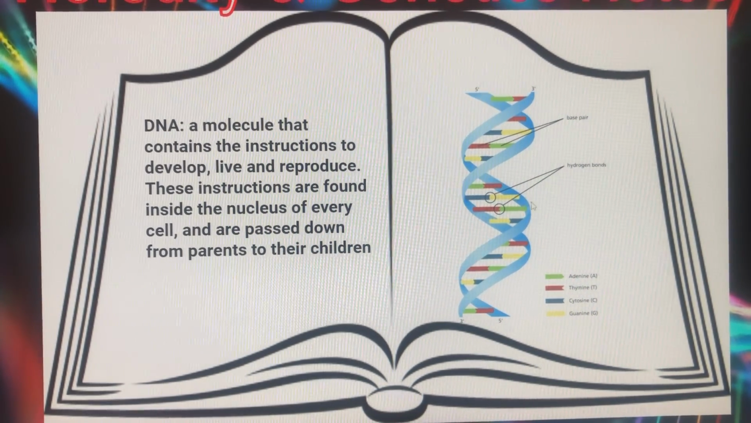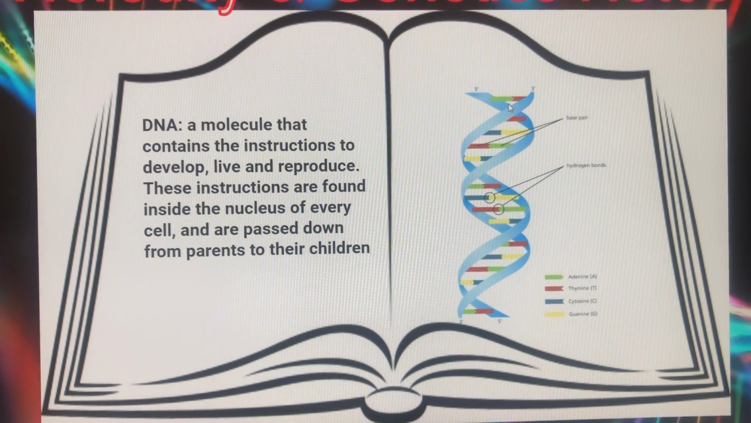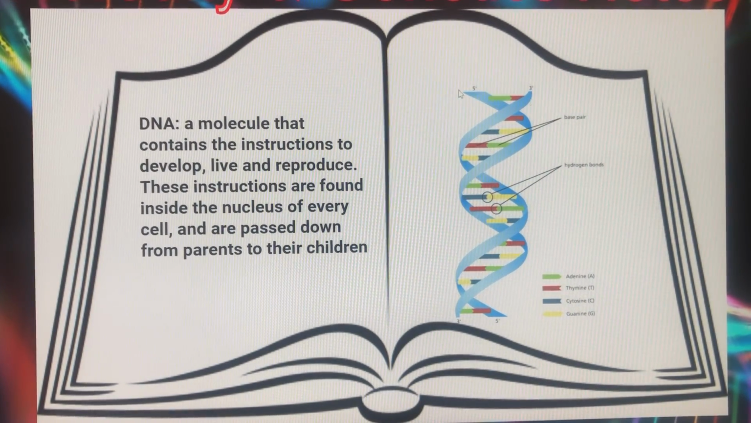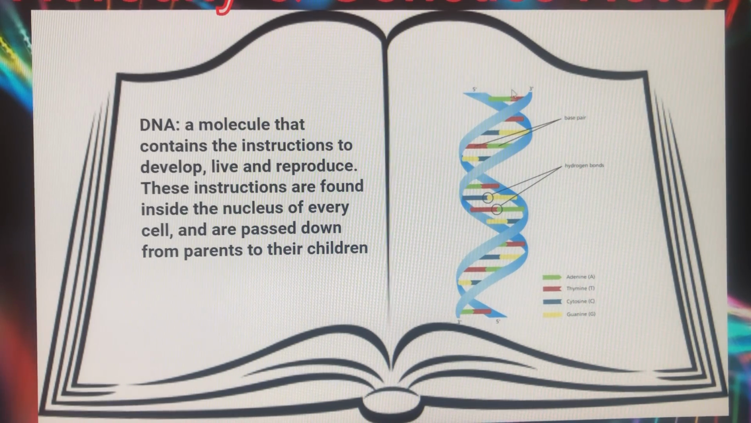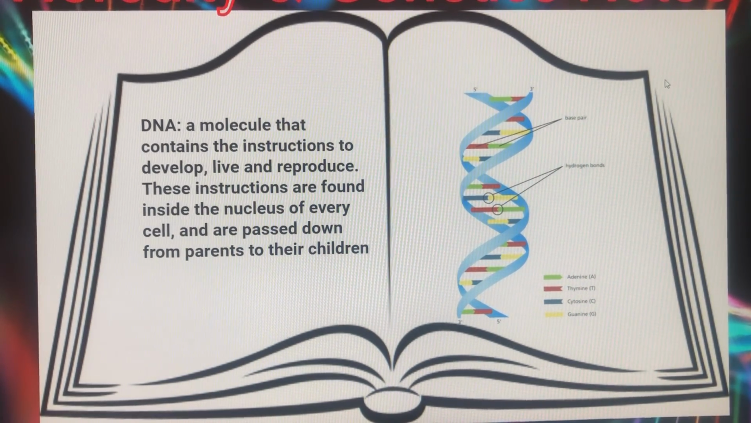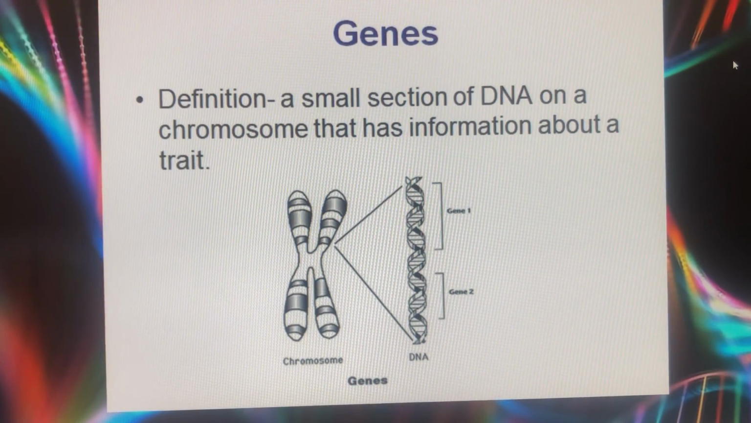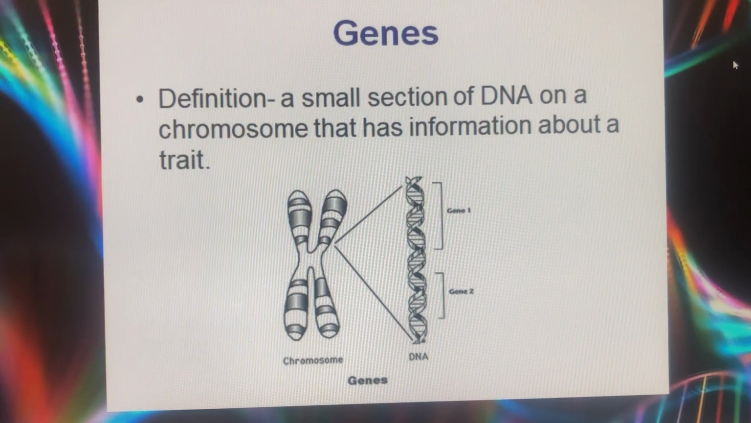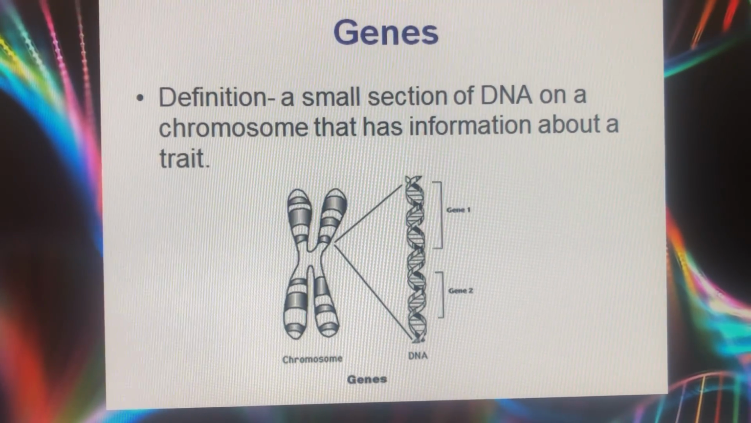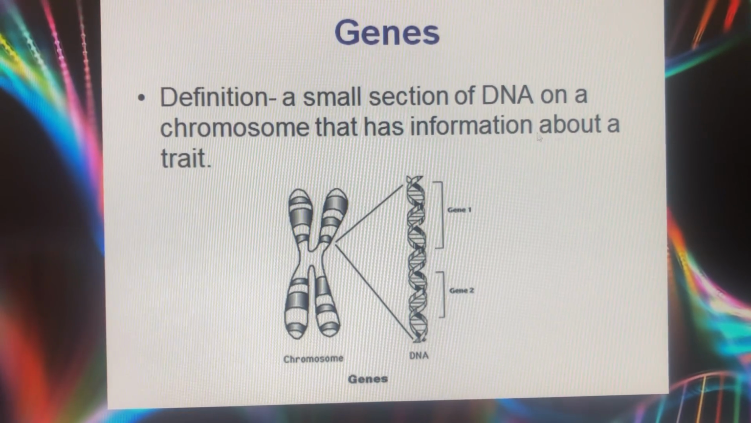These instructions are found inside the nucleus of every cell and are passed down from parents to their children. I did add a picture on the right-hand side of this page because I want you guys to see that strand of DNA. It looks like a twisted ladder. We'll talk more in depth of what we see on DNA in just a second. So, what are genes? Genes are a small section of DNA on a chromosome that has information about a trait.